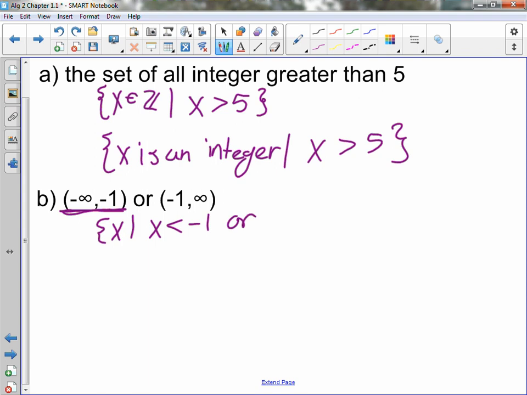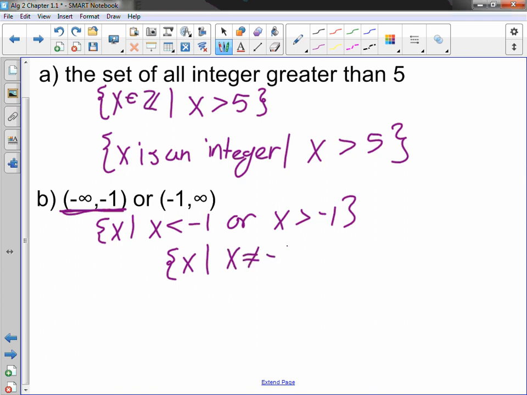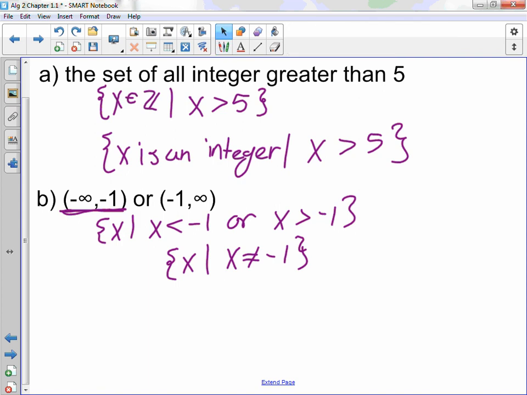Now we need to do the other one. It'd be very similar. It would be x is what? Greater than negative 1. Well, looking at this here, what number are we not including? Negative 1, right? This includes everything except for negative 1. So what we could do is say the set of all real numbers x such that x is not equal to negative 1. Since it included everything except for negative 1, we can write it this way also. And that's it for that one.